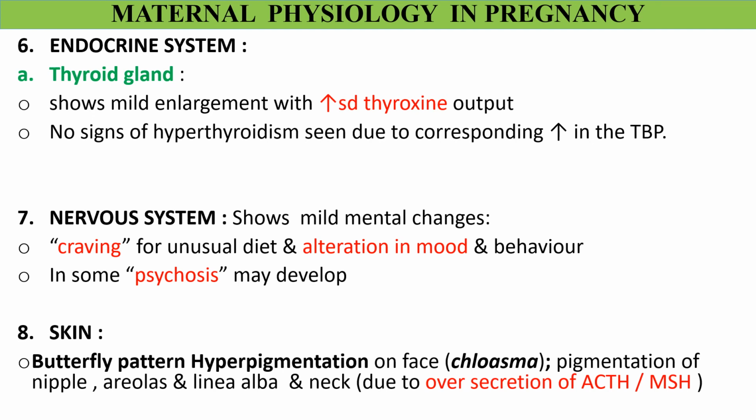Hyperpigmentation occurs on the face, called chloasma, and also on nipples, areolas and midline of abdomen during pregnancy. This occurs due to increased secretion of adrenocorticotropic hormone, ACTH, and melanocyte stimulating hormone, MSH.